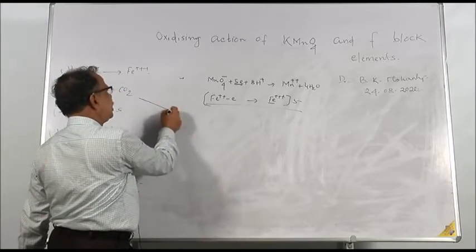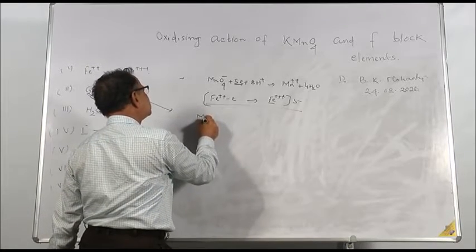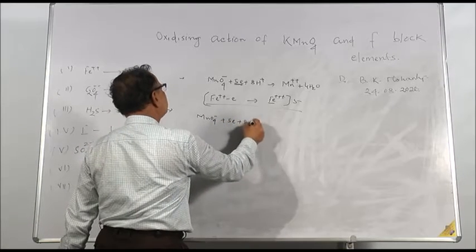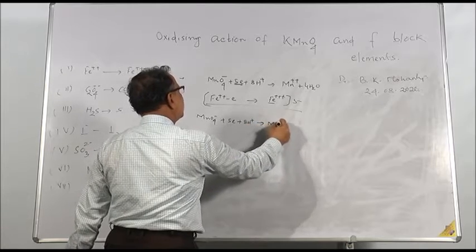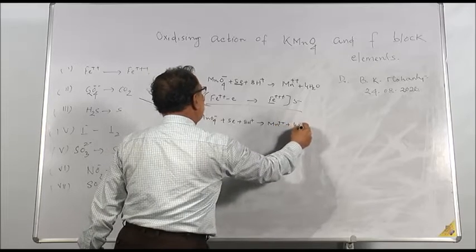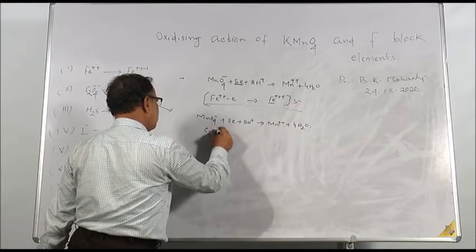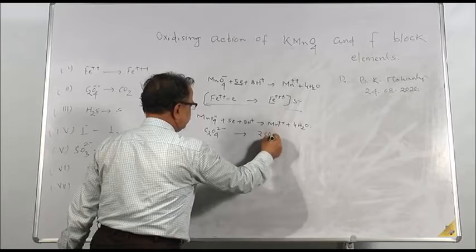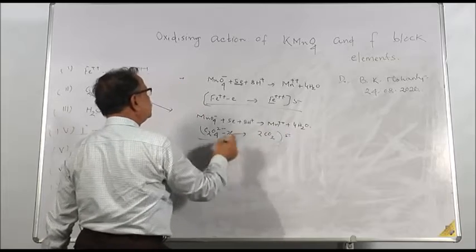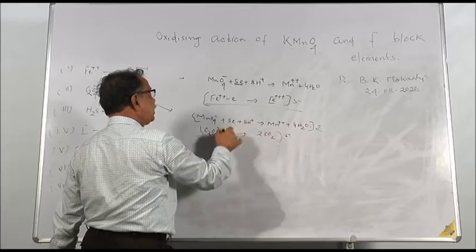Second, it oxidizes oxalate to carbon dioxide in acidic medium. MnO4 minus plus 5e plus 8H plus forms Mn2 plus plus 4H2O. Now C2O4 2 minus forms 2CO2 plus 2e. Here 2 is to balance the electrons. Here it is 5, here 2. If we multiply by 5, we get 10e, and here by 2, 10e.